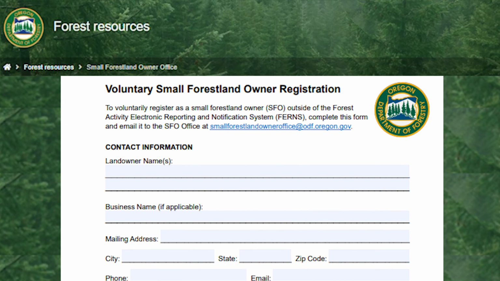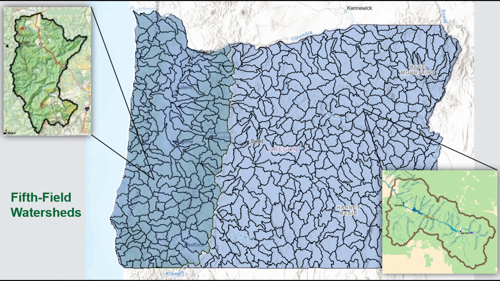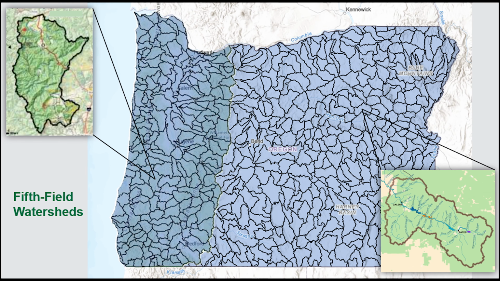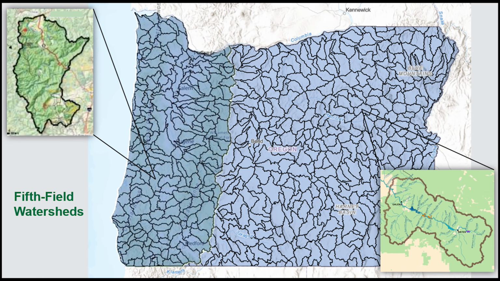Buffer widths will vary depending on the stream type and location in the state. The availability of the minimum option is limited by a 5% cap based on the total stream miles inside the watershed where the property is located.